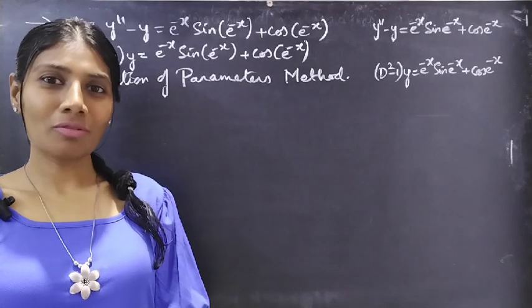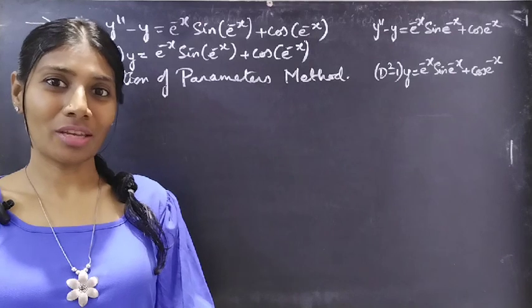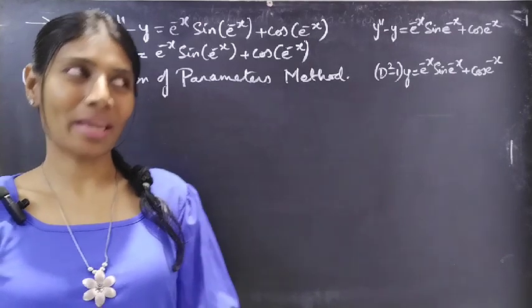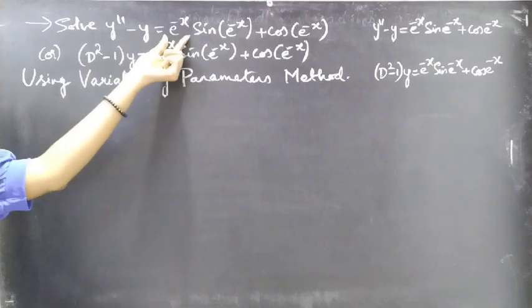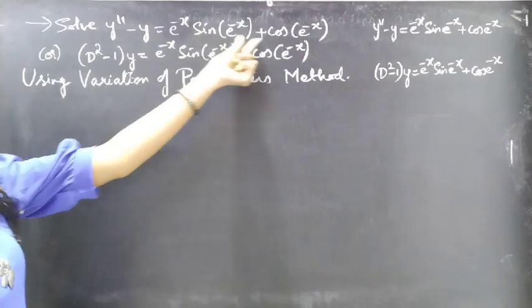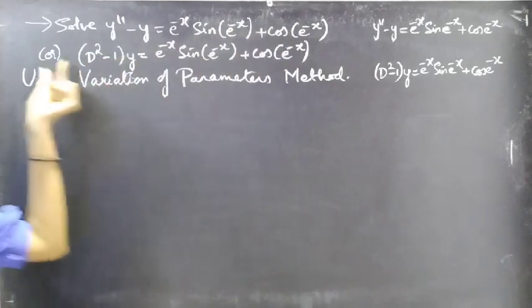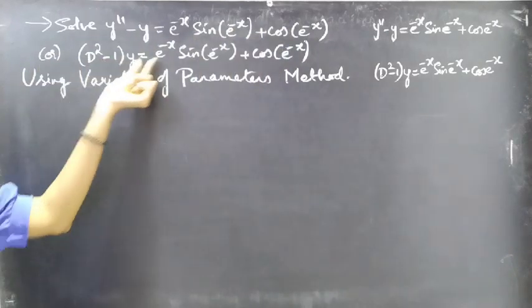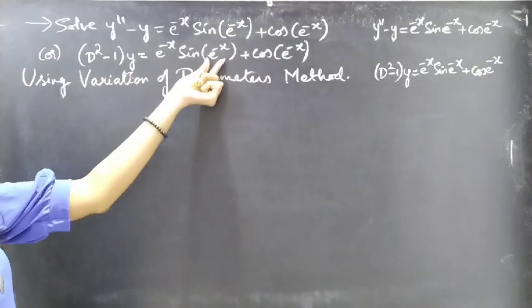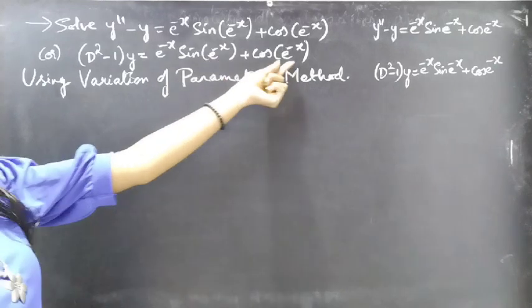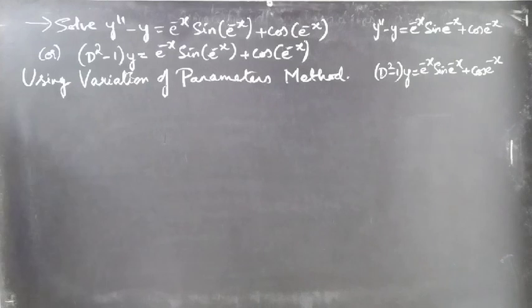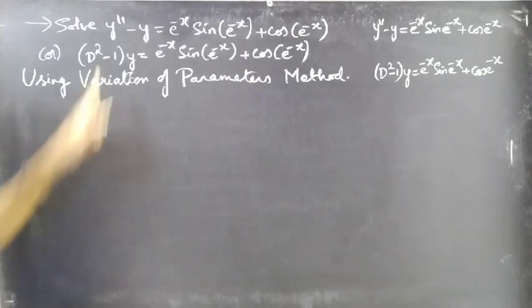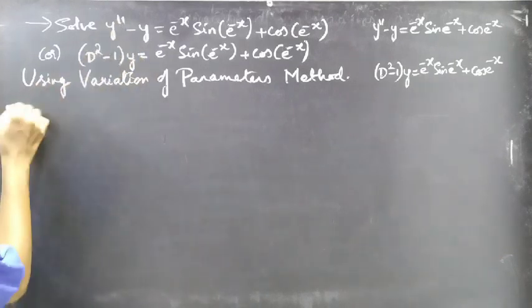In this video, we are going to solve a differential equation using variation of parameters method. So let's get going. Problem. Solve y double dash minus y equal to e power minus x sine of e power minus x plus cos of e power minus x, or d square minus 1 into y equal to e power minus x sine of e power minus x plus cos of e power minus x using variation of parameters method. So we are given a differential equation of order 2.